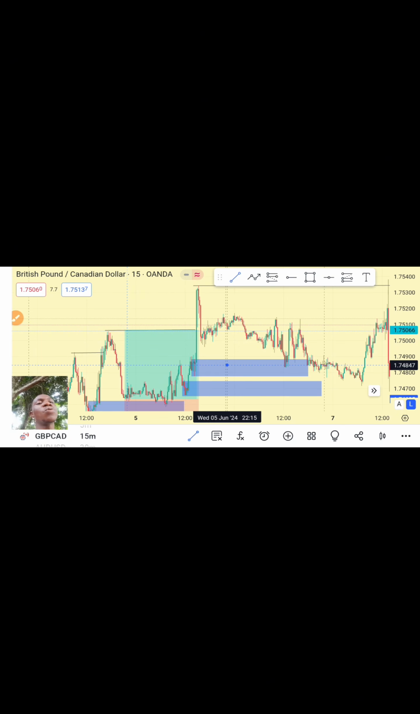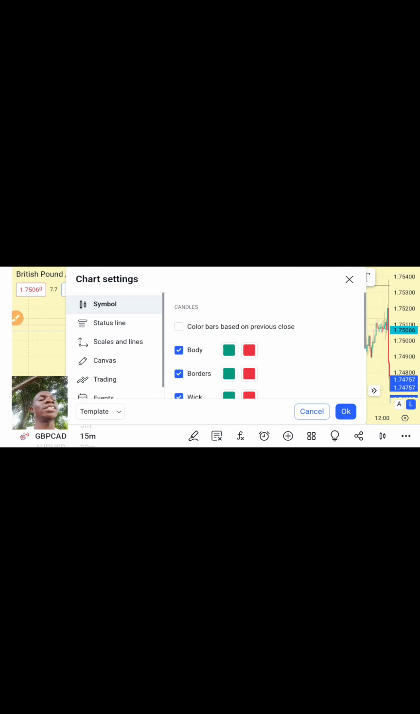If you don't know what inducement means, you can Google it or type it in the comment section and I will make a video on that. Because of that, we'll always choose to trade the drop base rally. So we have to initiate our entries below here, and take out this particular first decision point.